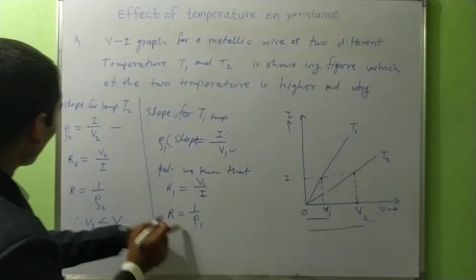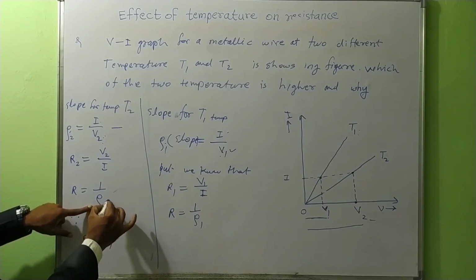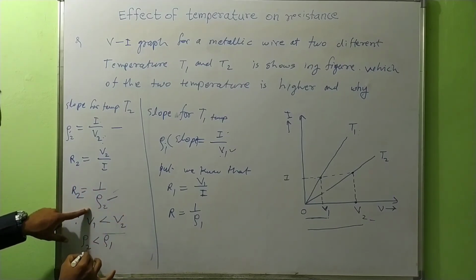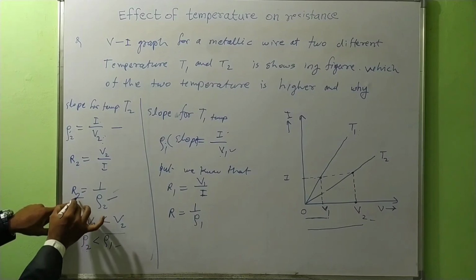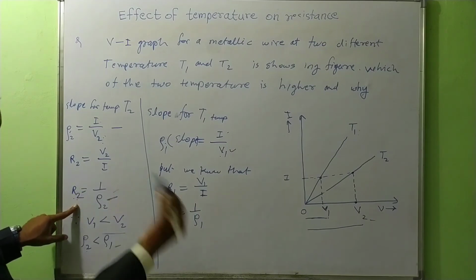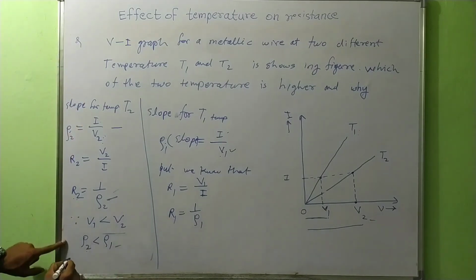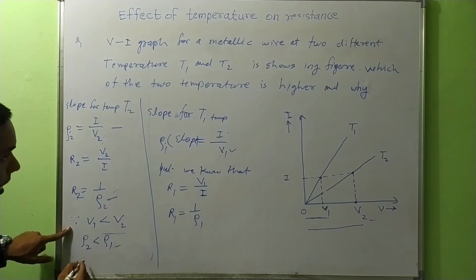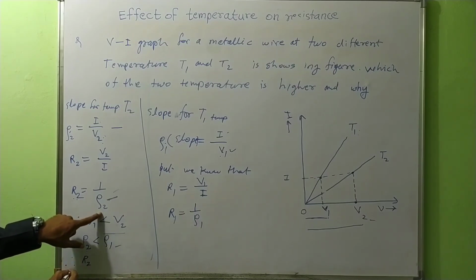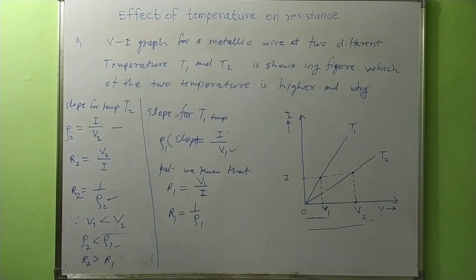So from this equation and this equation, because rho 2 is less than rho 1, and resistance is reciprocal to the slope, R2 will be greater than R1. Therefore R2, because the slope is smaller, will increase. So R2 is greater than R1. Understand?